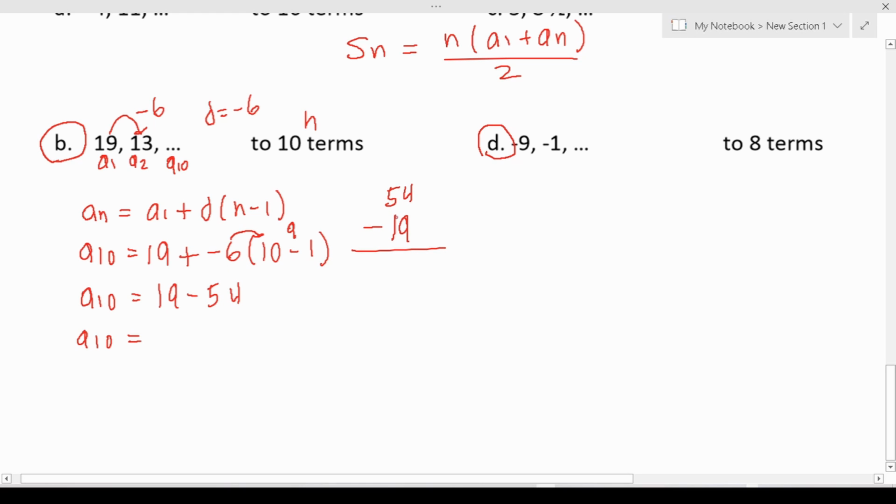Again, this is how you do the arithmetic of subtraction. 19 minus 54 is going to be negative, since 54 is greater than 19. That said, in order to do this arithmetic, we have to do 54 minus 19. Just realize our result's going to be negative. 4 minus 9, we can't do. We have to borrow. This becomes 4. This becomes 14. 14 minus 9 is 5. 4 minus 1 is 3. So we can see the 10th term in this series is negative 35.